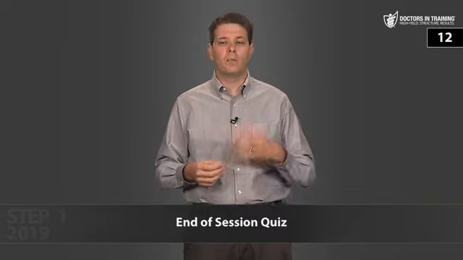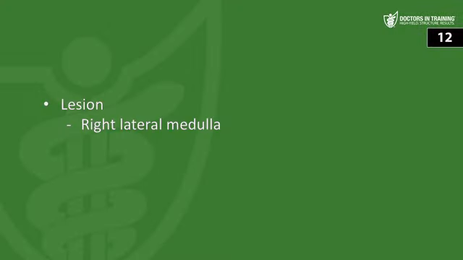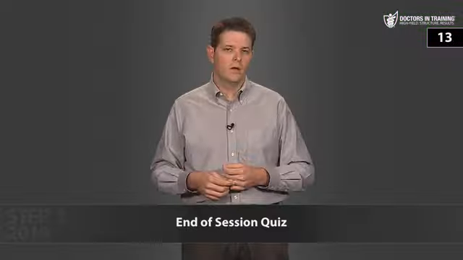Well, this patient has Wallenberg syndrome, which is a lateral medullary stroke. In this case, the lesion is in the right lateral medulla, and the vessel is the right PICA, the posterior inferior cerebellar artery. And the last question.